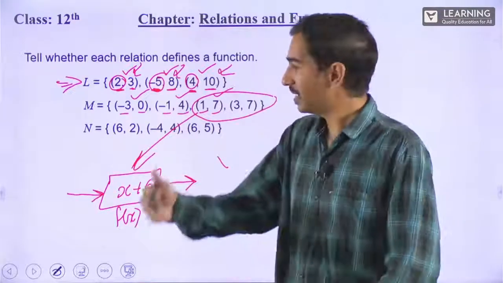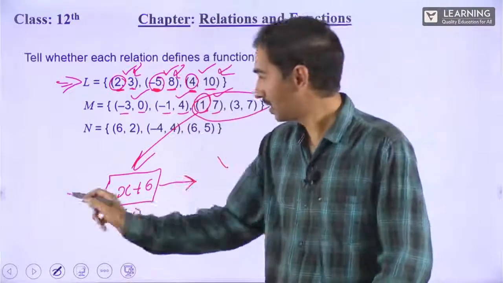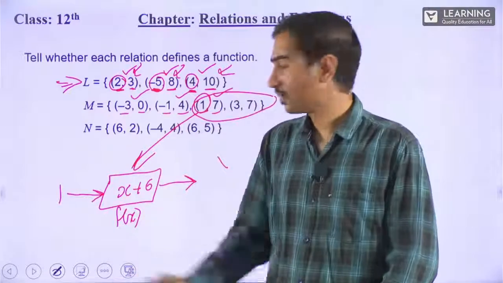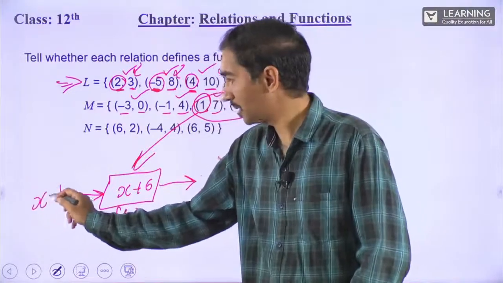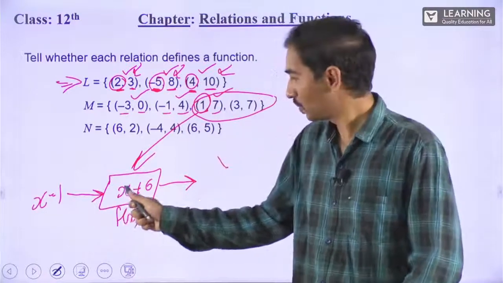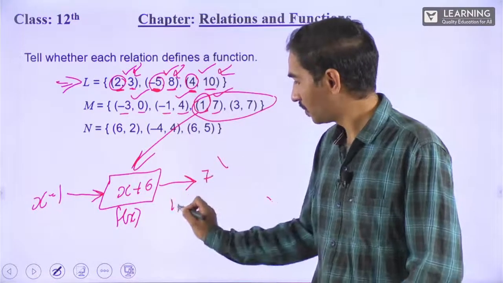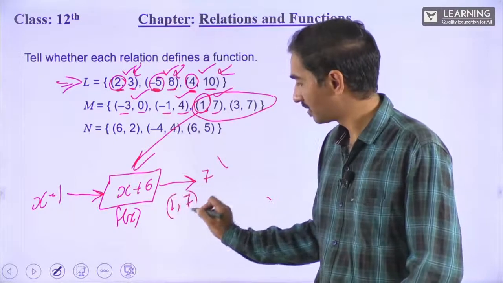Understood? Now let us input 1. So 1. What is this 1? That is nothing but equal to x. Now if x is equal to 1, then 1 plus 6 is how much? 7. So we got the value 1 comma 7.